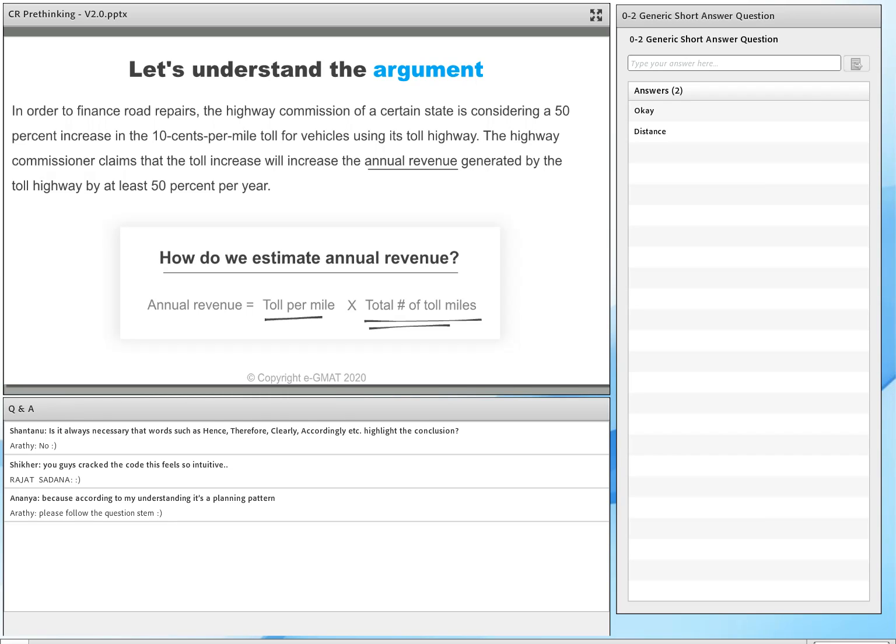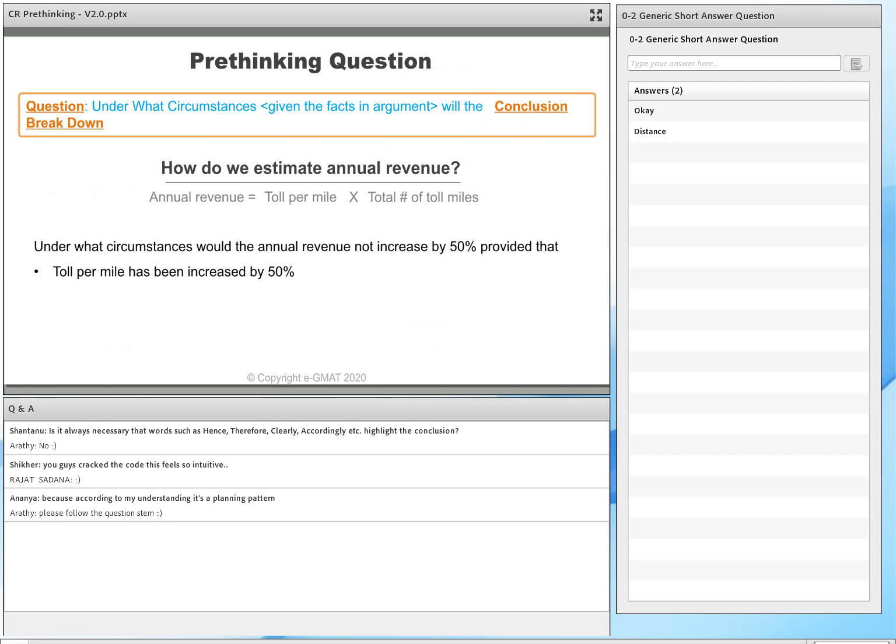So what is given in the argument? 10 cents per mile, toll per mile. And what do we need? Total number of toll miles. So what's our pre-thinking question? Under what circumstances would the annual revenue not increase by 50%? Okay, given that we know that this is going to go up by 50%. So what do we know? We know this already is up by 50%. So this is plus 50.